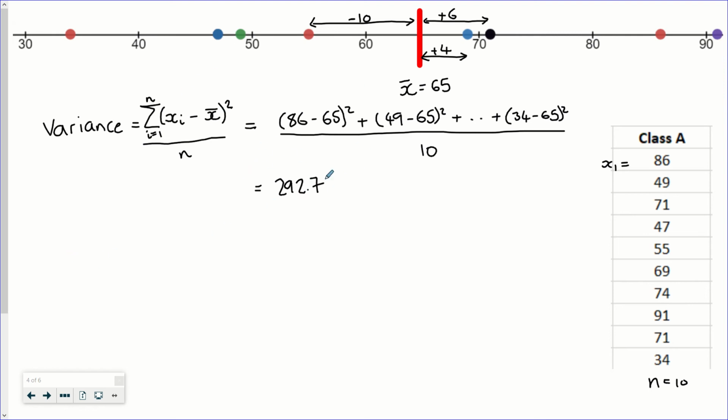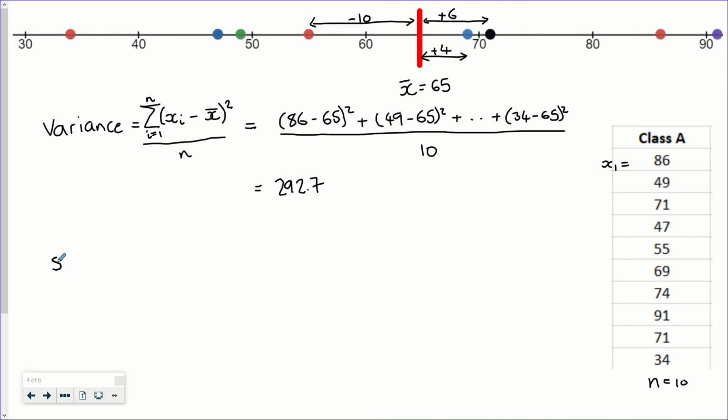The problem with using this statistic, this variance number, is that we've squared the distances, so it doesn't actually give us a good idea of the average distances of the points to x bar. So it makes sense to square root the variance and talk about what's called the standard deviation.